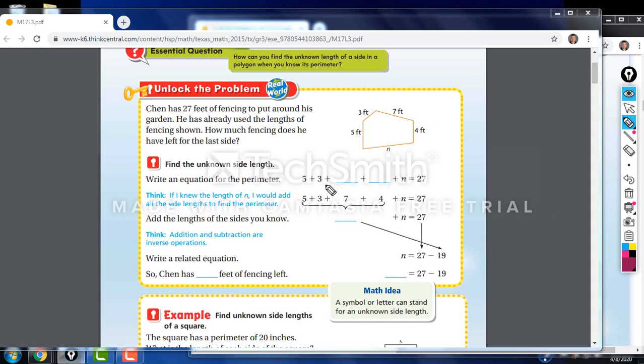So once you get your total of the known lengths, here we know it was 19, and here is 19, and you take away 19 from 27. Okay? Take away 19 from 27, and what is your answer here?